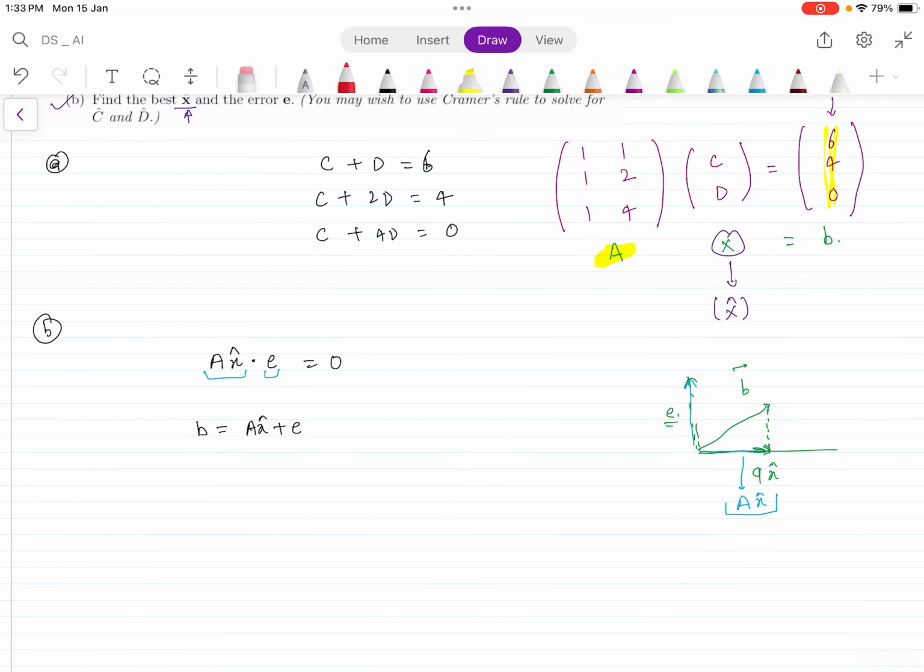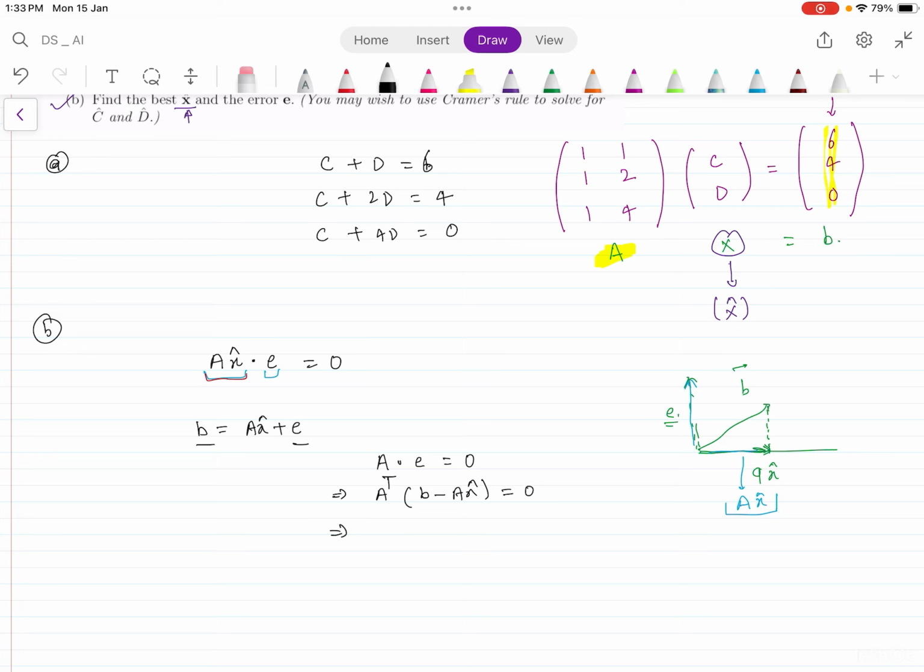Okay, now if these two are perpendicular, we can say that a dot e will also be orthogonal. The subspace is spanned by a, and e will be orthogonal to it also, and we can write e as b minus ax. So b minus a x hat is equal to 0 from here.